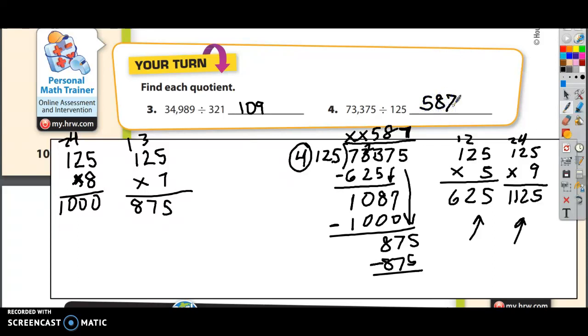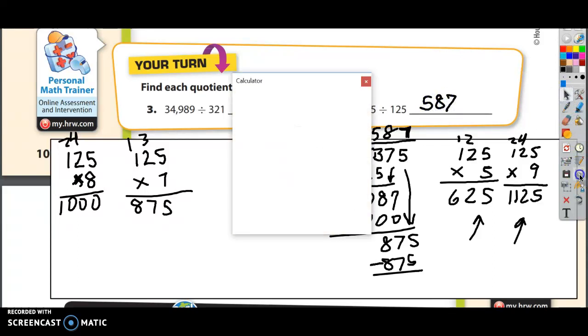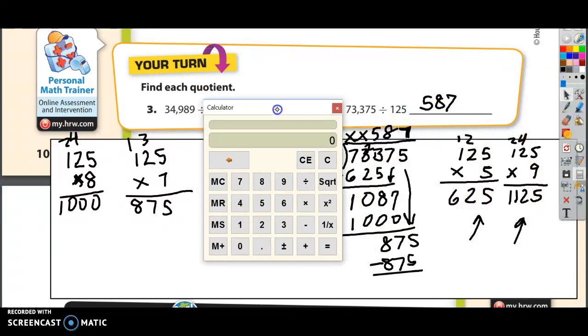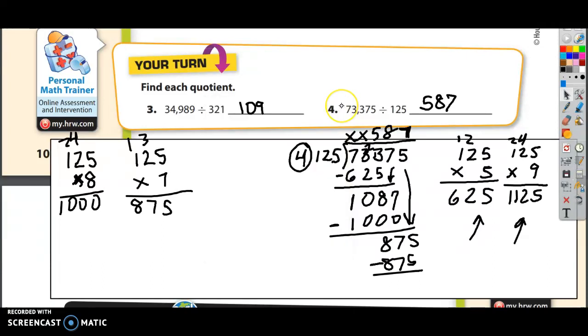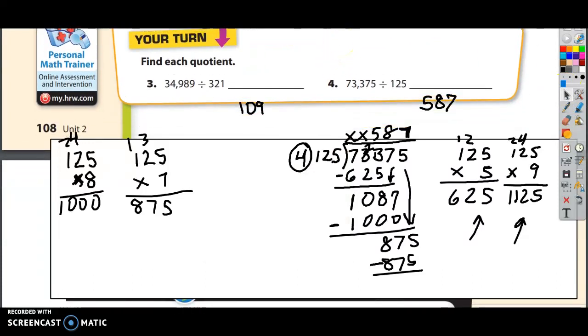Now we are not going to use calculators on these except to check our answers, and that's fine. We can check using a calculator. 73,375 divided by 125 is 587. We got it right. Cool. Let's move on. We are done with page 108. Let's move on to page 109.